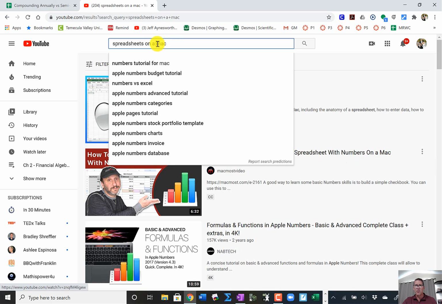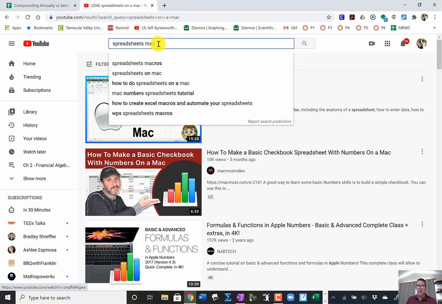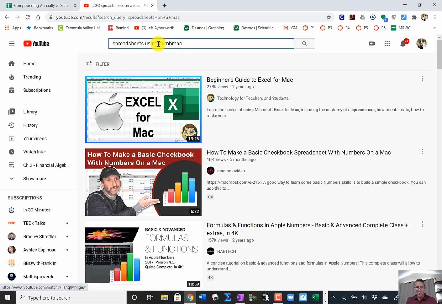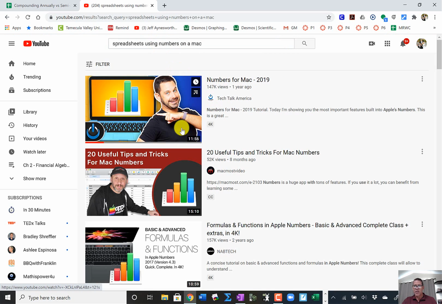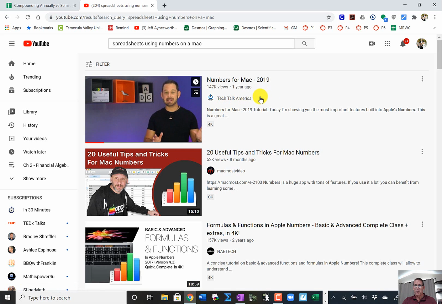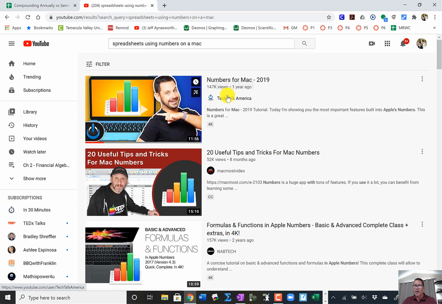So spreadsheets using, actually let me change the title here, the search. Spreadsheets using Numbers on a Mac. Okay, oh here we go. So this looks like a good one here. Numbers on a Mac. That's fairly recent, and it looks like it might be a decent one. So if you're a Mac user, you might want to check this out.